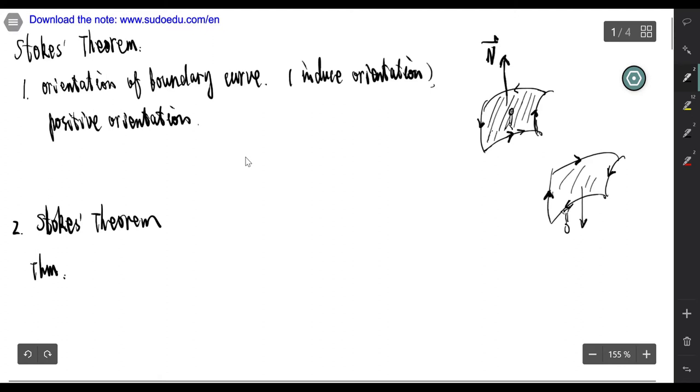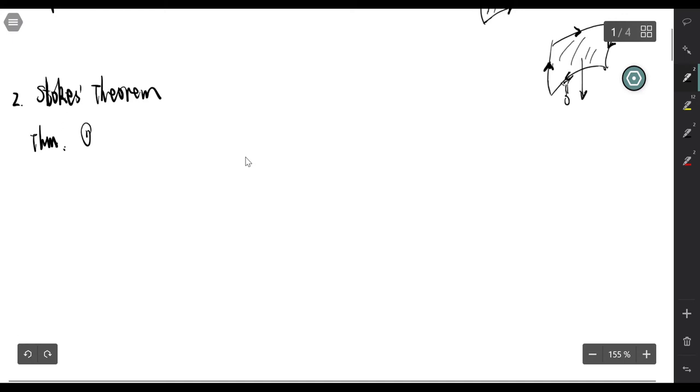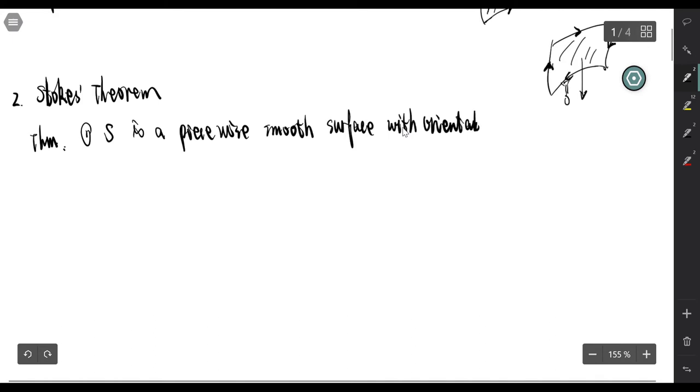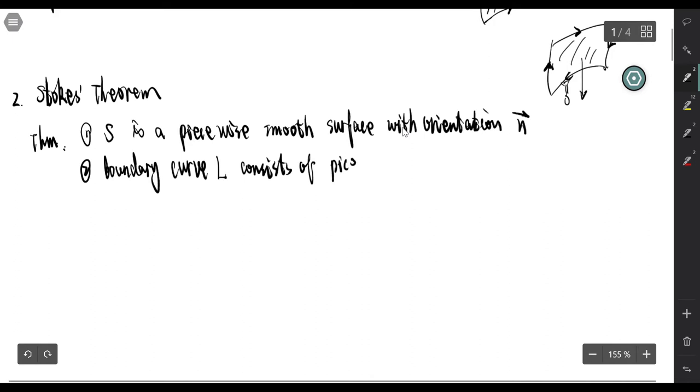This theorem has three conditions. The first condition is that the surface S is a piecewise smooth surface with orientation. The second is that the boundary curve L consists of piecewise smooth curves.